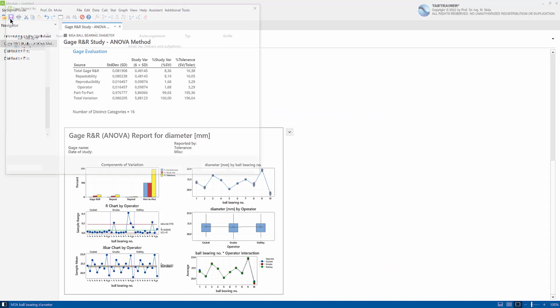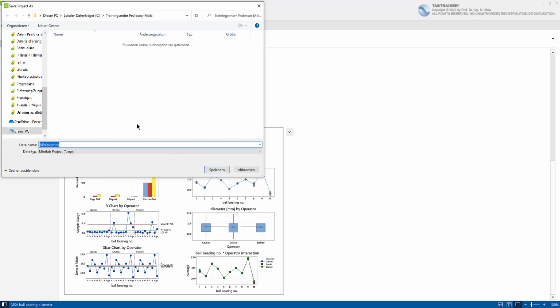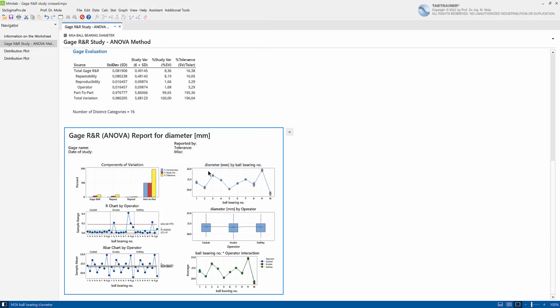Finally, we save our study results as a project, by assigning the name gauge R&R study crossed under Save Project, in order to close our project without data loss.